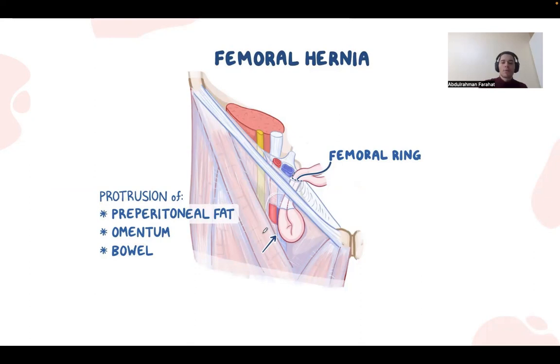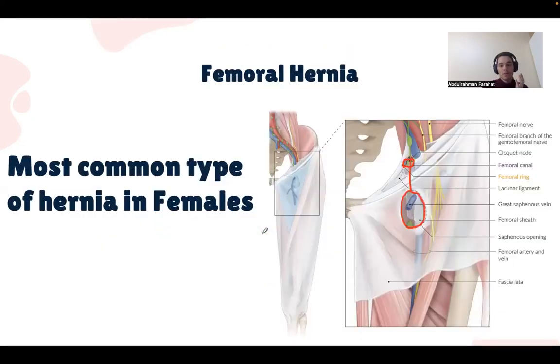Now, it's the most common type of hernia, especially in females. So it happens in females. And you might ask why. It's usually because females usually have wider hips. And so this opening would be stretched out wider, and it allows also for passage of the loops of intestine into that hole. Okay.